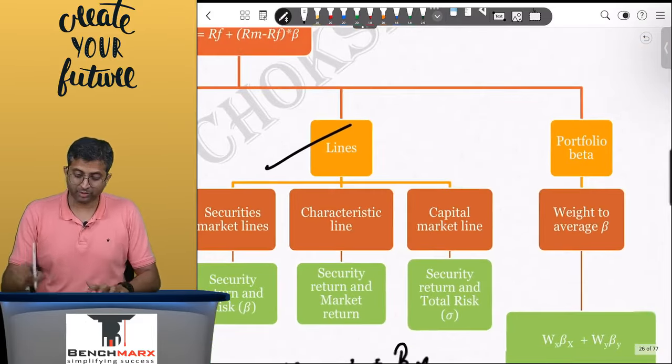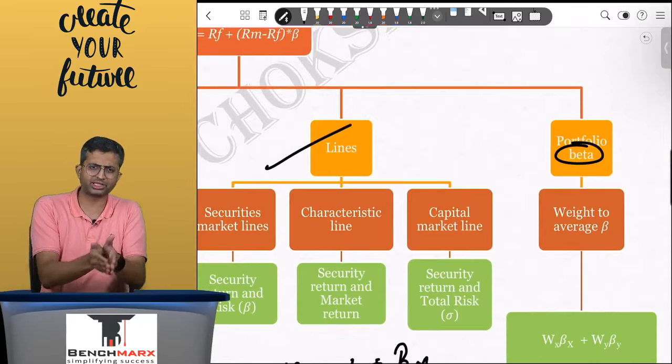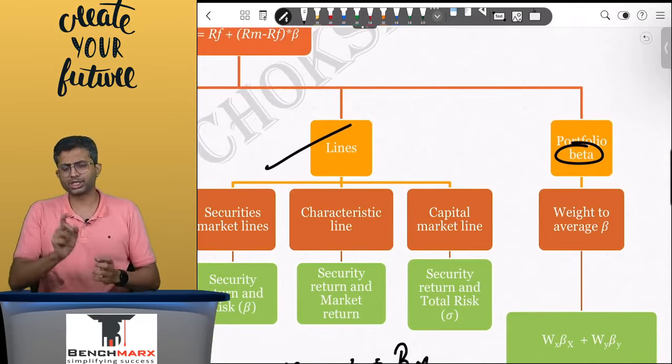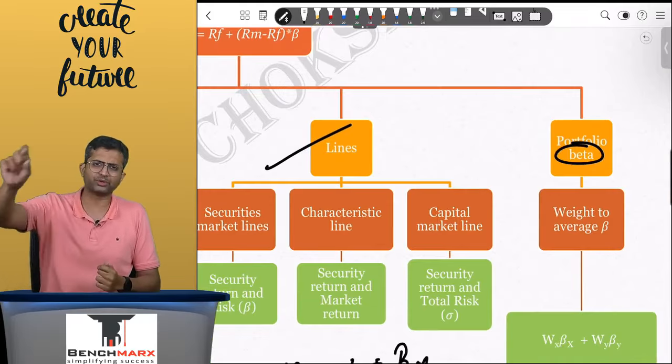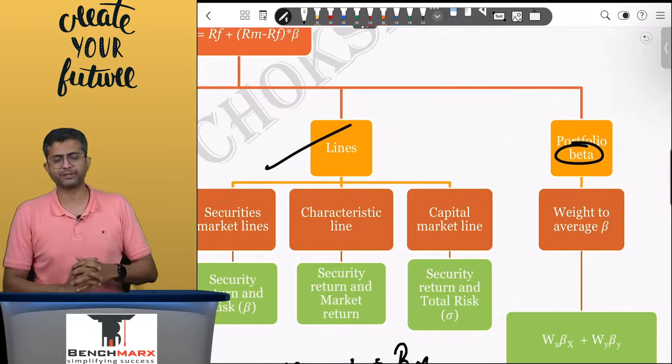Next, you have the concept of portfolio beta. Like you have portfolio return, you have portfolio standard deviation, you also have portfolio beta, that is the weight of security x into beta of security x plus weight of security y into beta of security y, and that will give you the portfolio beta of xy.